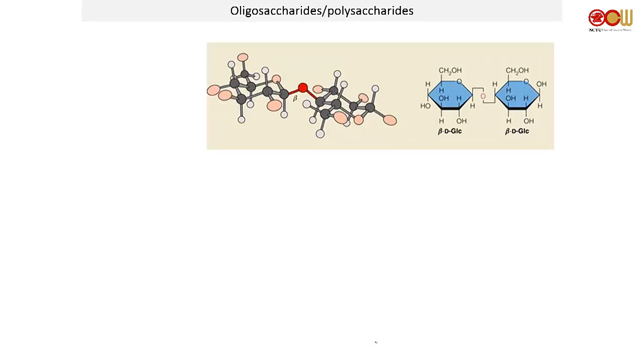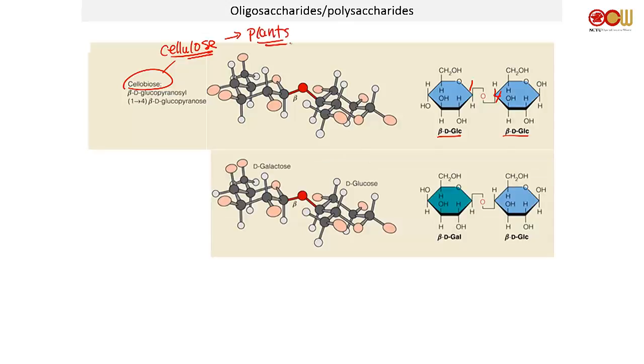Now, very quickly, of course, this is going to be beta, right? So you have beta glucose, and then you have beta 1, 4. Okay, this thing is cellobiose, a precursor to cellulose, which is used by plants a lot. You have galactose to glucose. This is lactose. So it's beta 1,4 of galactose to glucose. You have lactose.